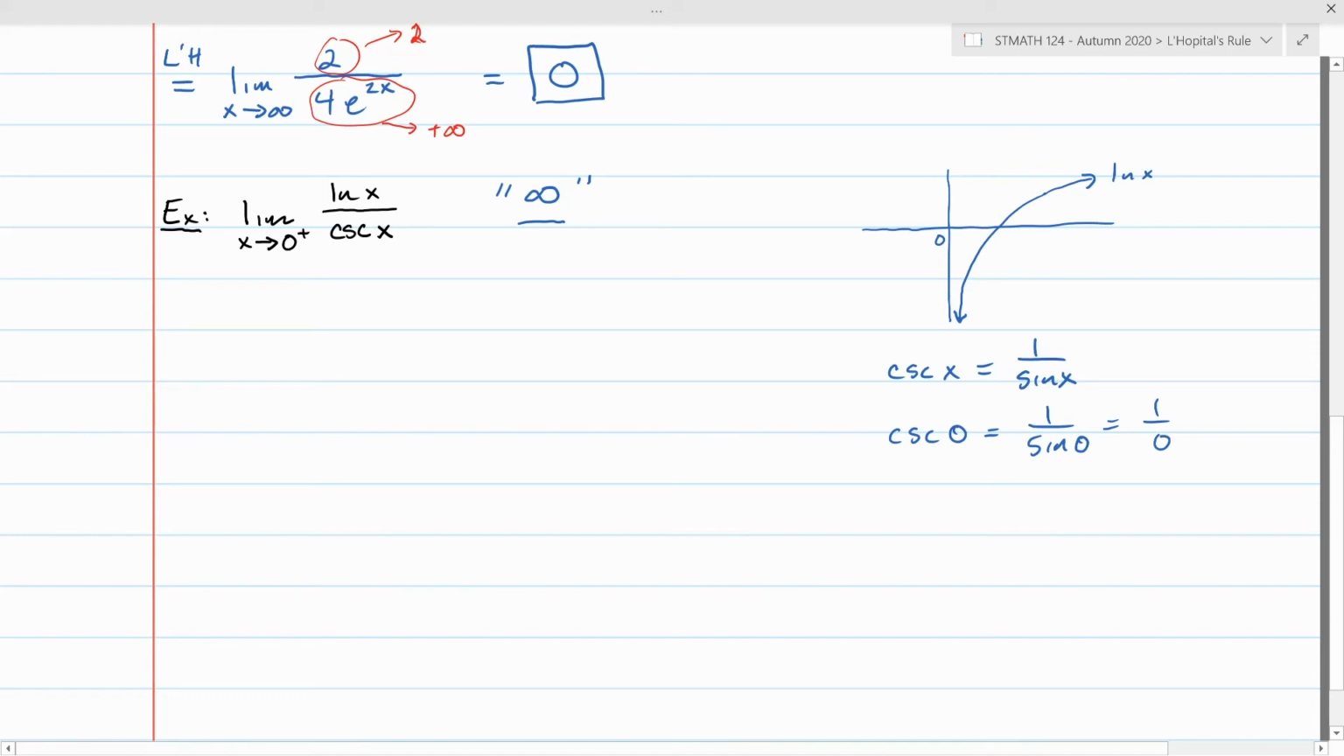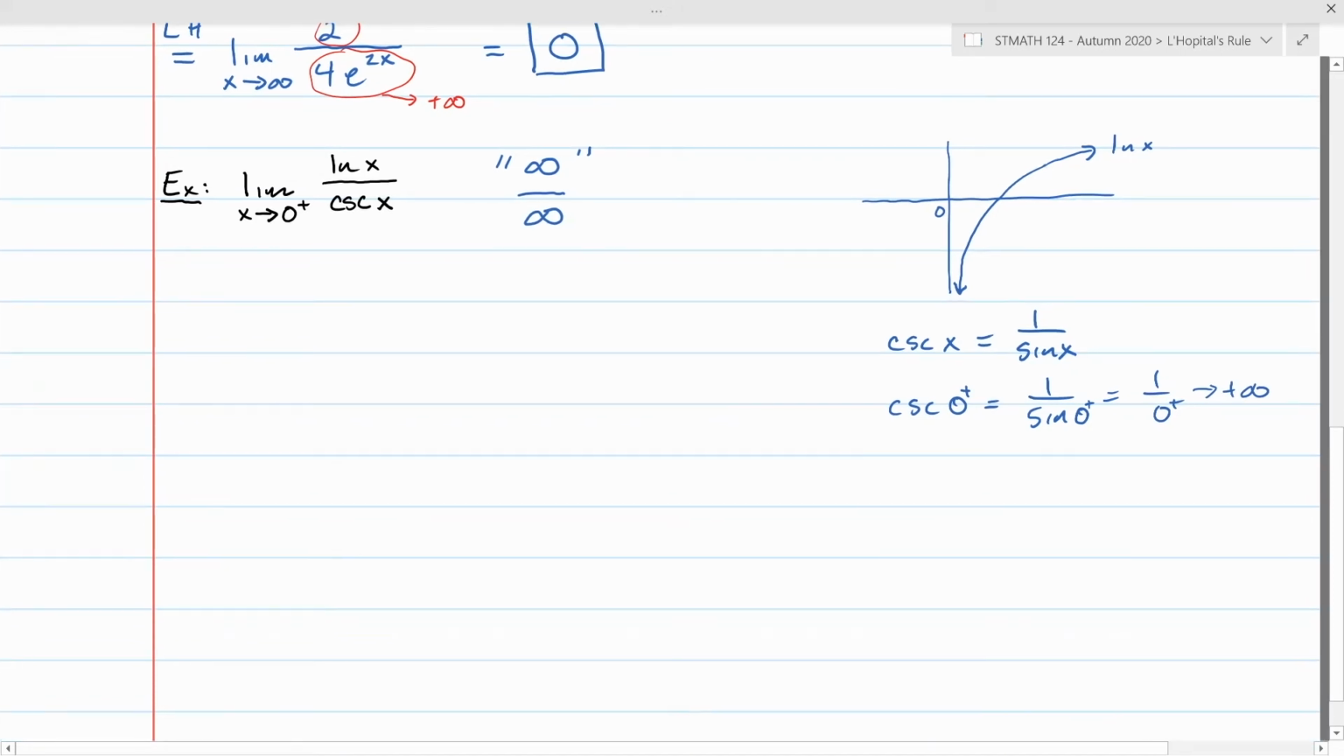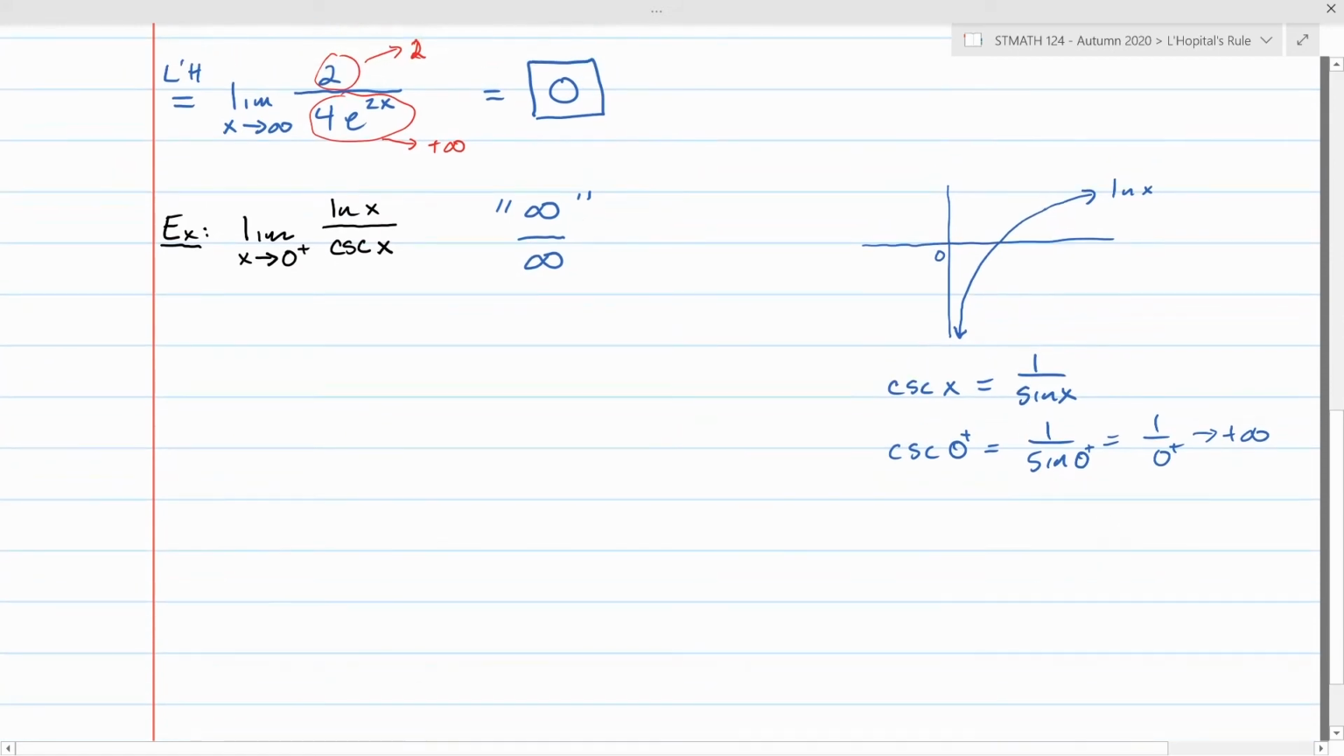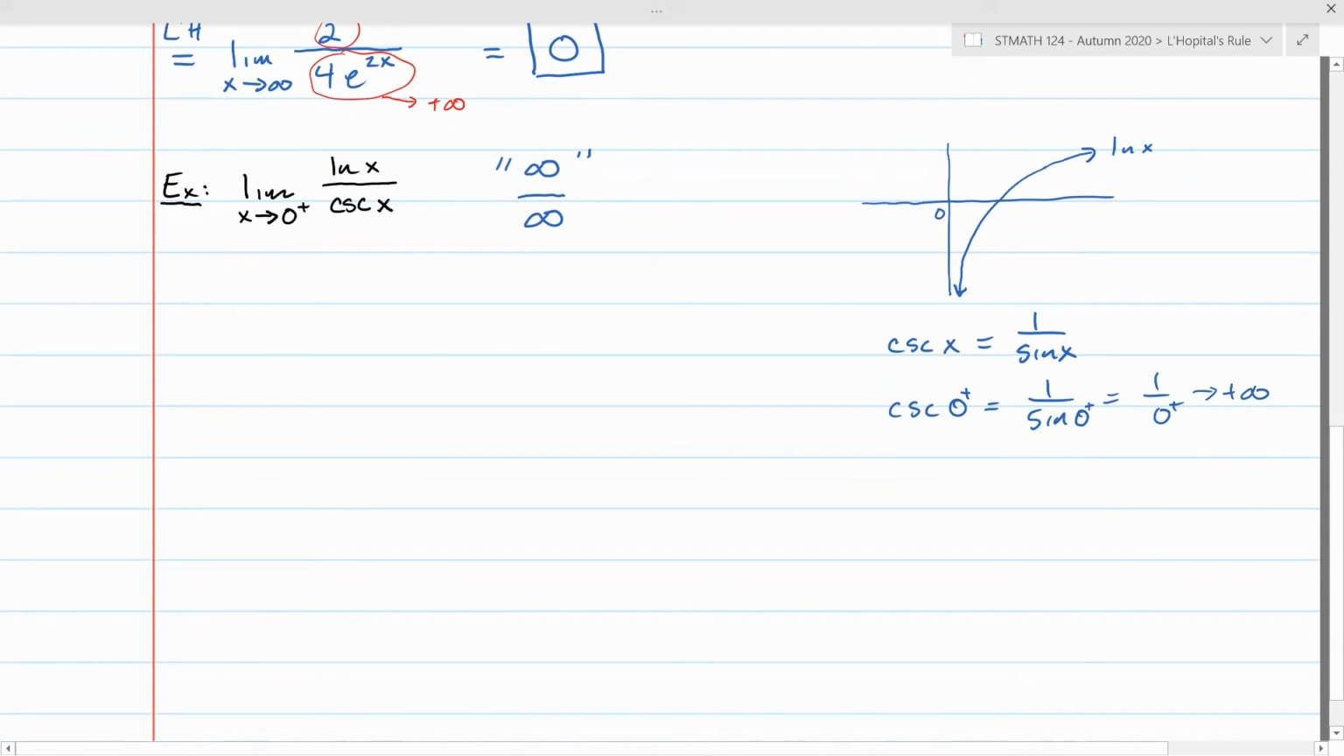In fact, if you're doing 0 from the right, if you think about the sine function, as x approaches 0 from the right, the sine function goes to 0 in the positive fashion. So this is going to positive infinity for the cosecant. So the denominator is going to positive infinity, but again, I don't care whether it's plus or minus infinity. I'm getting infinity over infinity here. And I can't just say infinity over infinity is equal to 1, right? That's not like a real fraction with real numbers. I mean, the answer could be anything. Could be infinity, could be 0, could be 3 with these indeterminate forms like this.